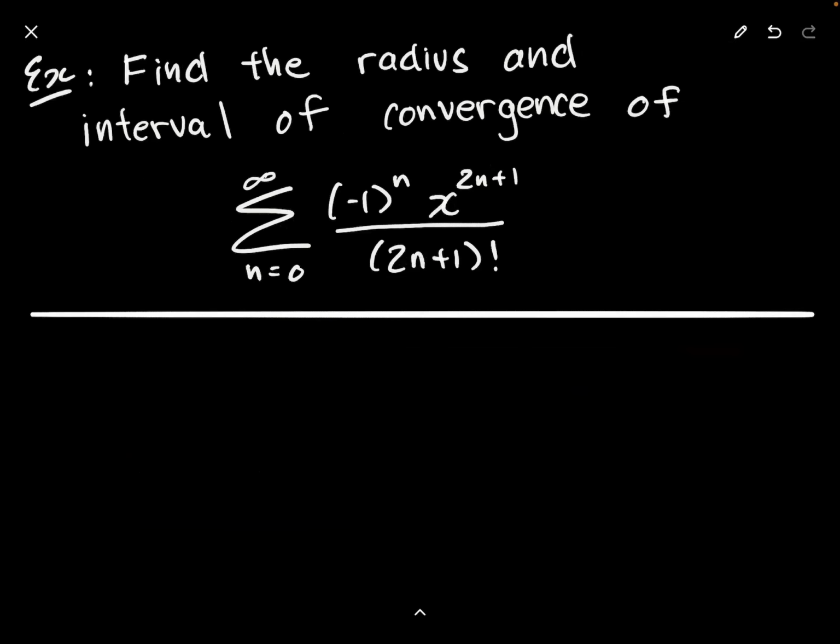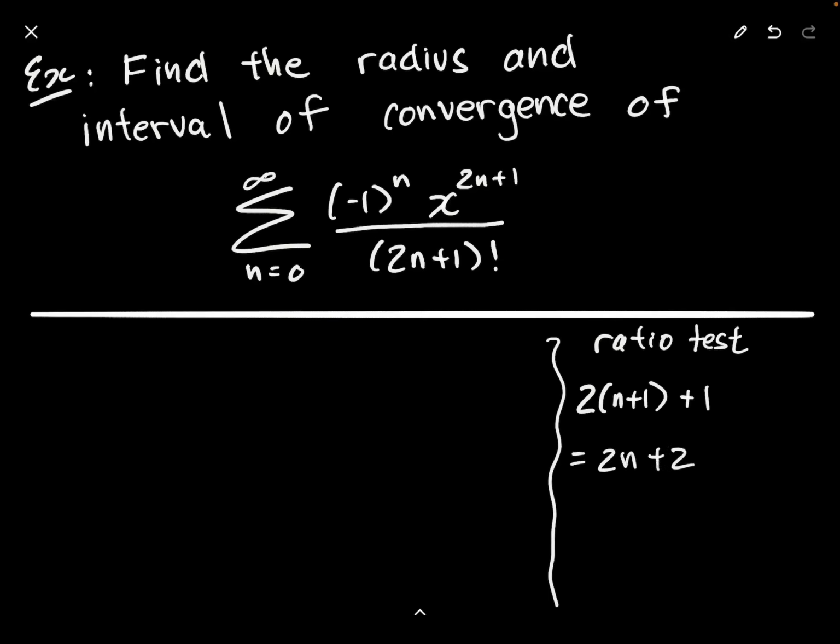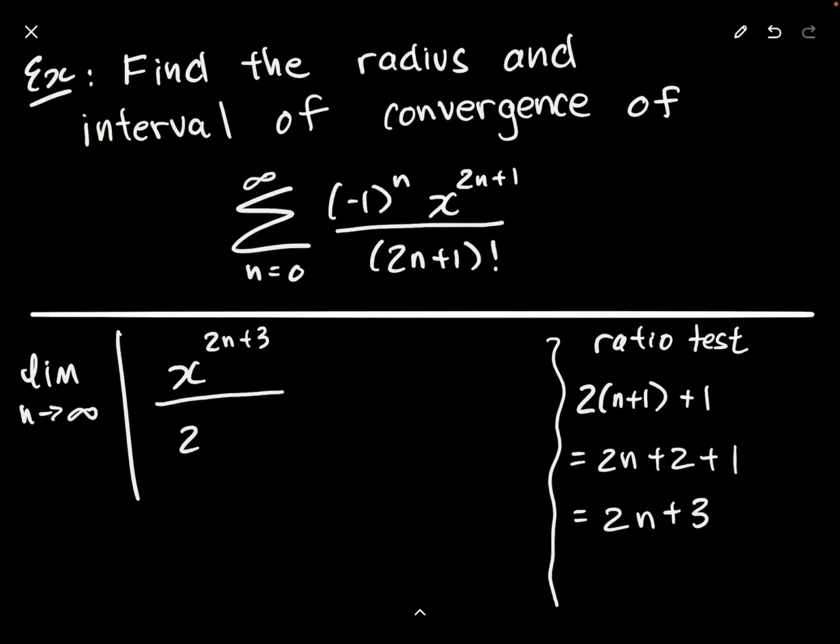So in this example, find the radius and interval of convergence for this power series. Here we'll take the limit as n becomes large of the absolute value of the n plus 1th term over the nth term. 2 times n plus 1, plus 1 will be 2n plus 2 plus 1. So it'll be 2n plus 3. So we have the absolute value of x to the 2n plus 3 over 2n plus 3 factorial. And I won't rewrite the alternating part since we're taking the absolute value. This will be divided by the nth term, but instead I will multiply by its reciprocal.